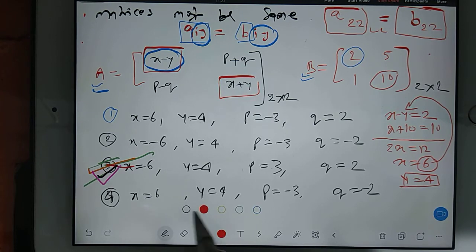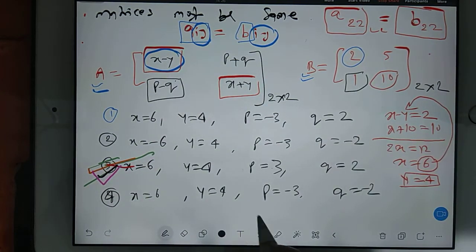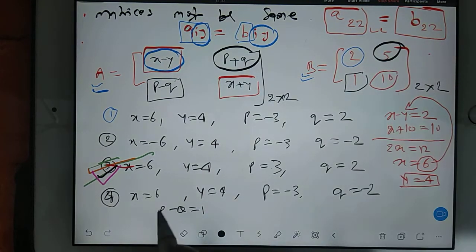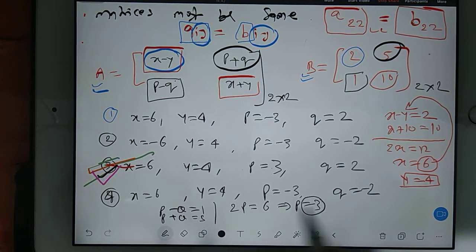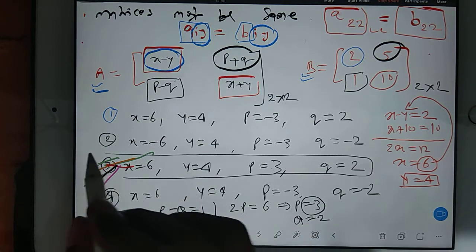And then in the same way, you copy down p minus q is equal to 1. And then you have another equation, p plus q is equal to 5. Add both, so you'll be getting 2p is equal to 6. So p is equal to 3. And then substitute this p value here. So your q is equal to 2. So this set of answers is correct.